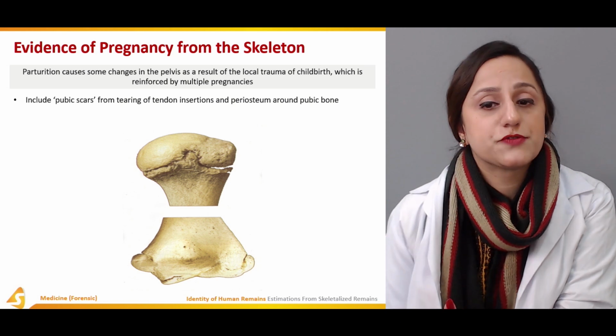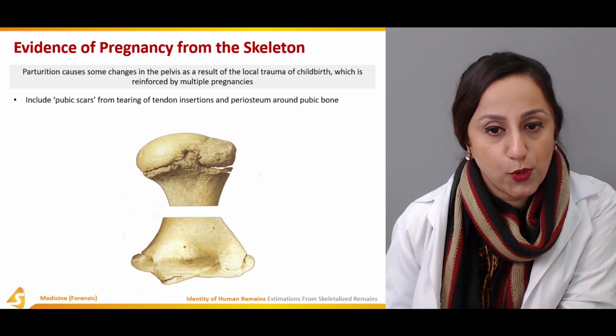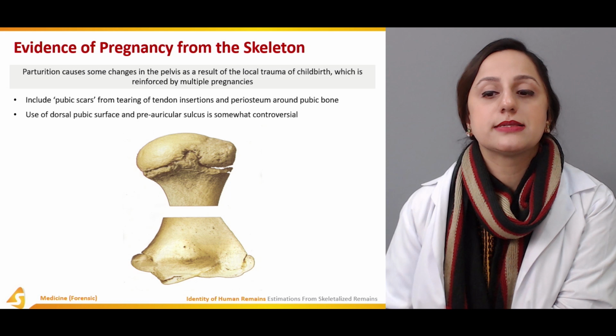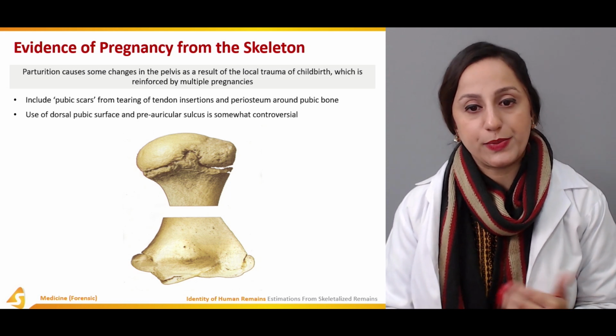These include the pubic scars from tearing of the tendon insertions and the periosteum around the pubic bone. And use of the dorsal pubic surface and the preauricular sulcus is somewhat controversial. So all of these things basically come into play.